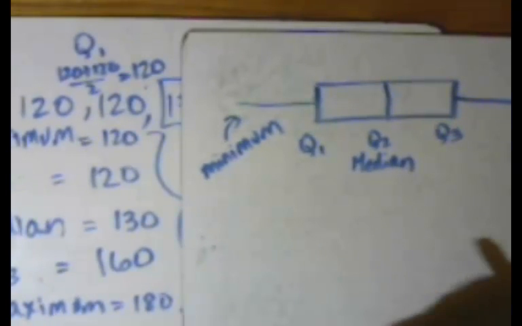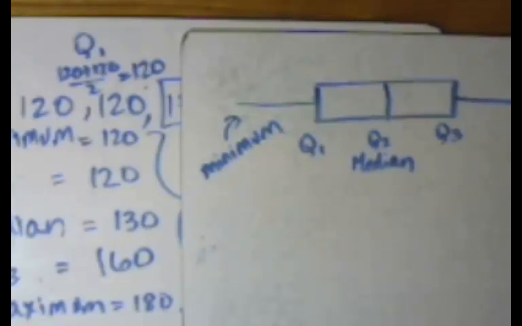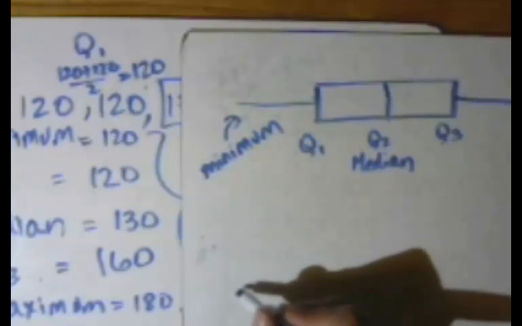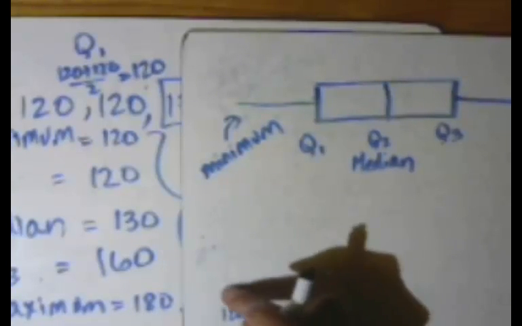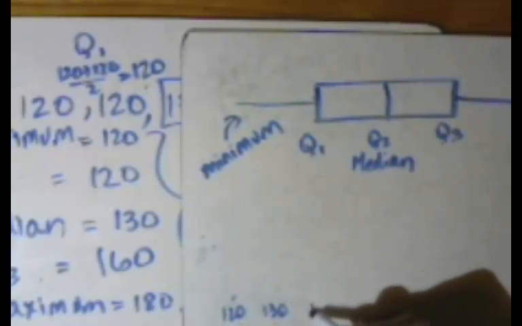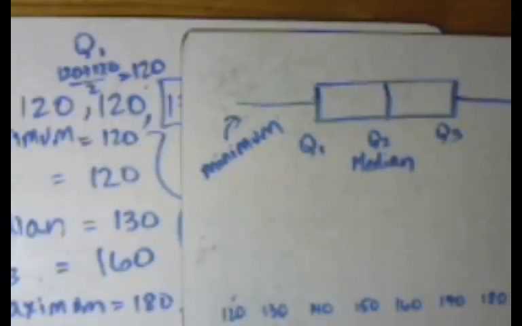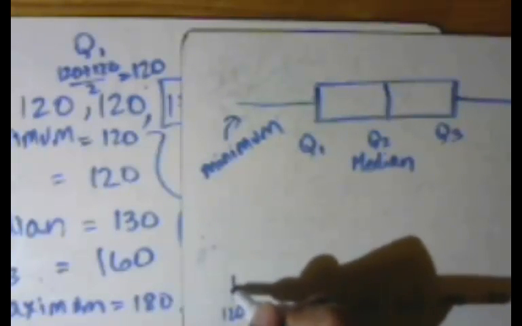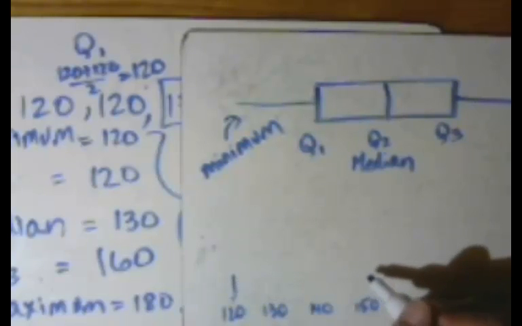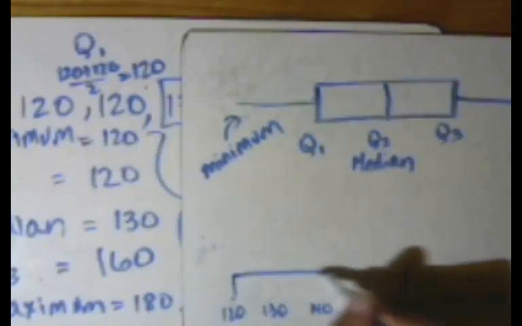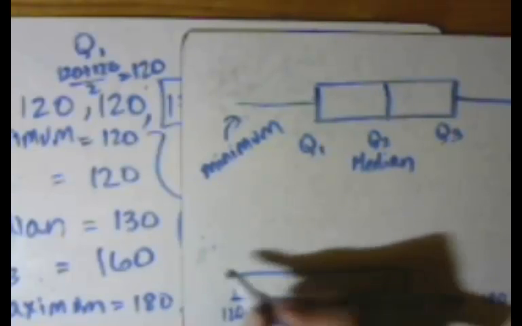So let's go ahead and draw the box plot for our previous data. The main thing that we want to do here is provide a scale. So if we want to start at 120, then I'm just going to go ahead and write a scale down here to make sure that I have the appropriate proportions in mind. So the box goes from Q1 to Q3.